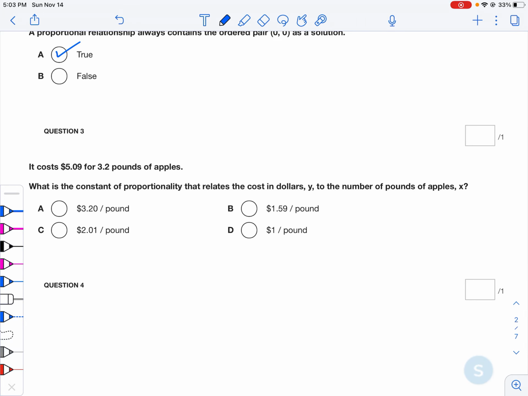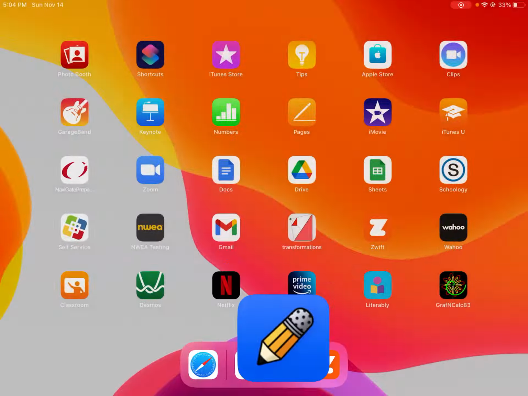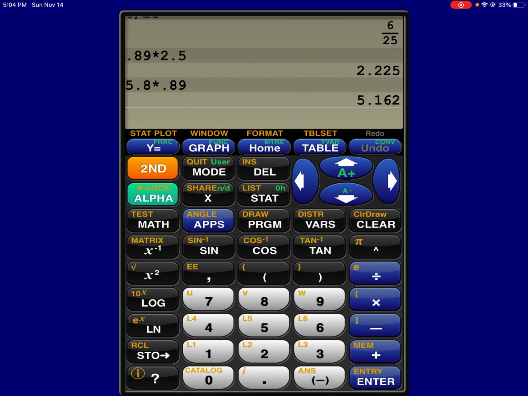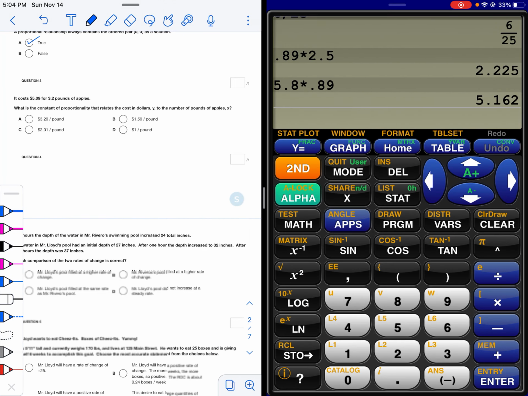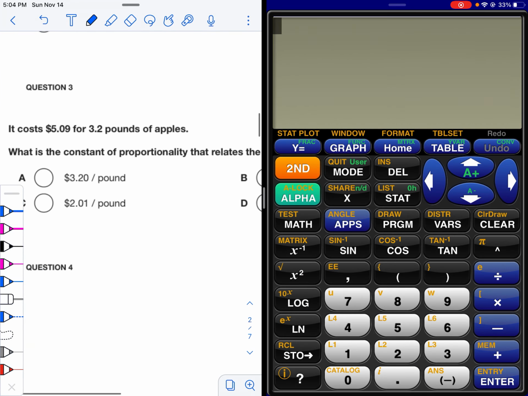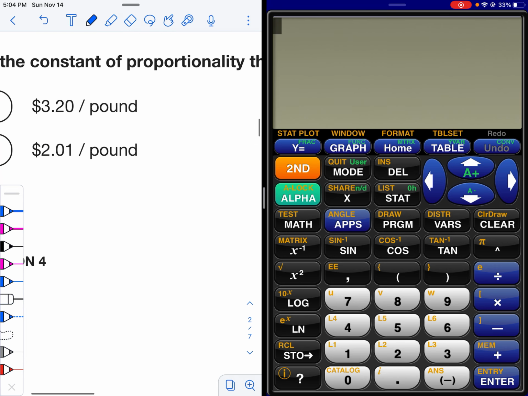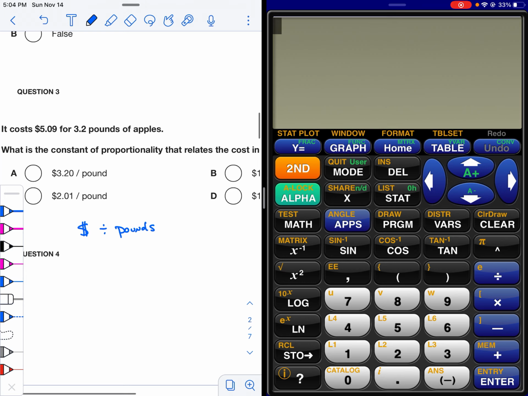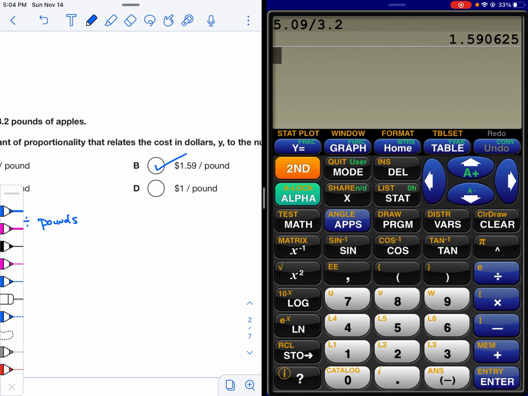It costs $5.09 for 3.2 pounds of apples. What is the constant of proportionality? I should probably have a calculator for this. So let's grab a calculator. Sorry, I should have had this ready. So let's do a little division. What I observe in the answers is it's always dollars by pounds. So I'm going to divide dollars by pounds. That's really the only way to do this problem. If you do pounds first and then dollars, you're going to get it wrong. So I'm going to do dollars first, 5.09, and then divide by pounds, 3.2, and there's my answer, 1.59, done.